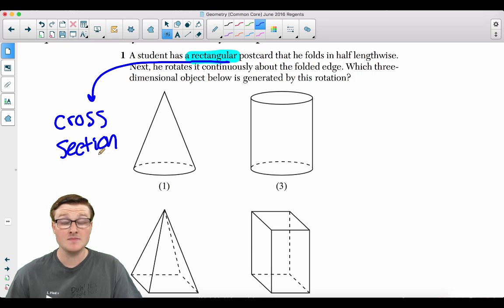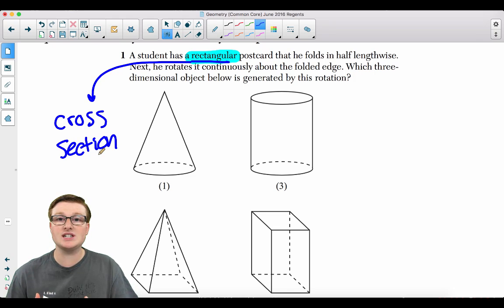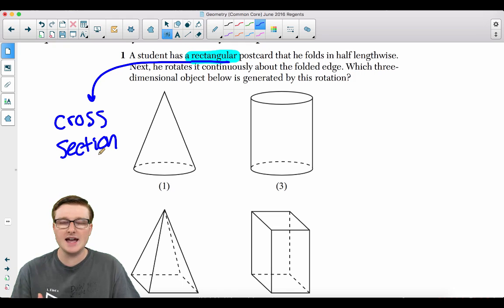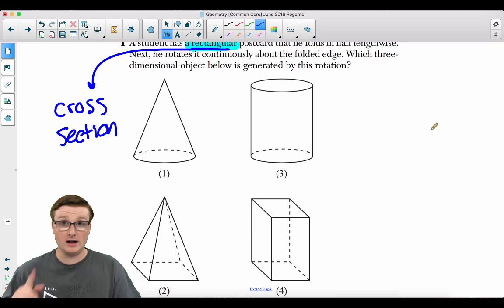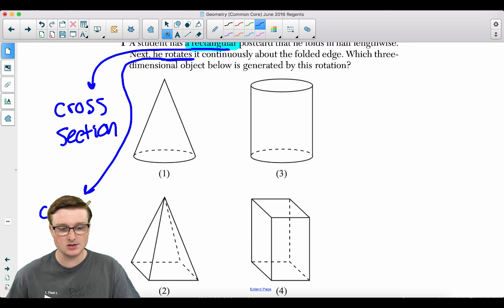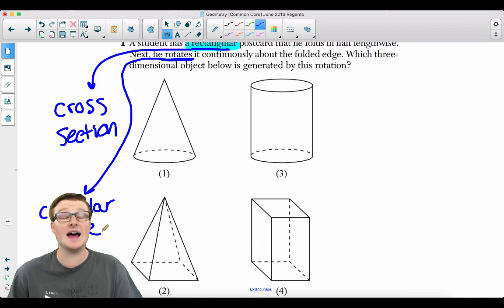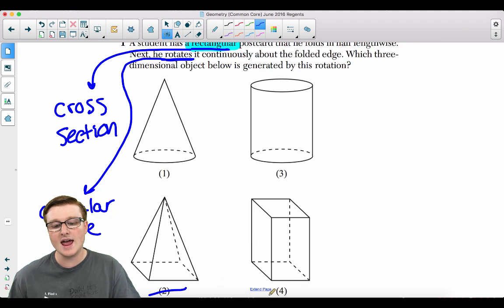A cross-section is where you take a three-dimensional object and you slice it up or down, left or right, or on a diagonal, and it creates a two-dimensional figure. So if we're thinking about which 3D object is created if I rotate a rectangle around, a couple things you have to know. If it's being rotated, it has to create a circular base. I don't care how square or pointy the two-dimensional figure is, it has to be generating a circle as its base. So we could get rid of choices 2 and 4 immediately because that's not being rotated.